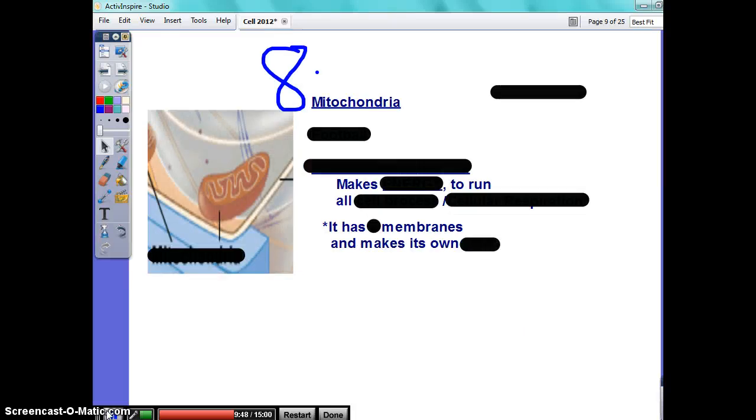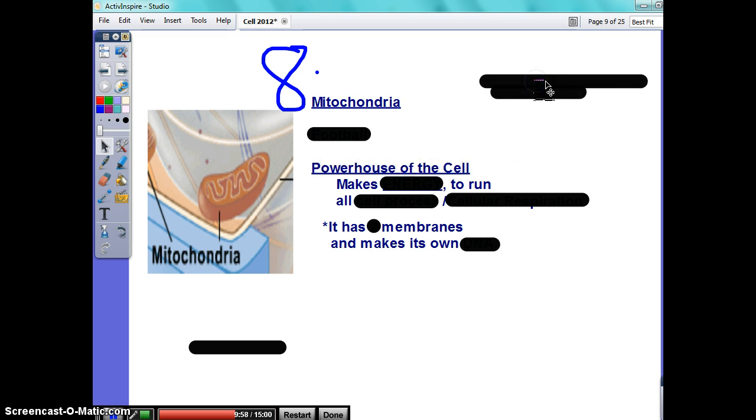All right, the mitochondria. In the video, they called it the powerhouse of the cell. Why? Because it powers the cell. Exactly. What does that mean? It powers the cell. What does the mitochondria make? Energy. It makes energy. Anybody know what this energy is called? What's the energy of the cell called? You already actually said it in class today.